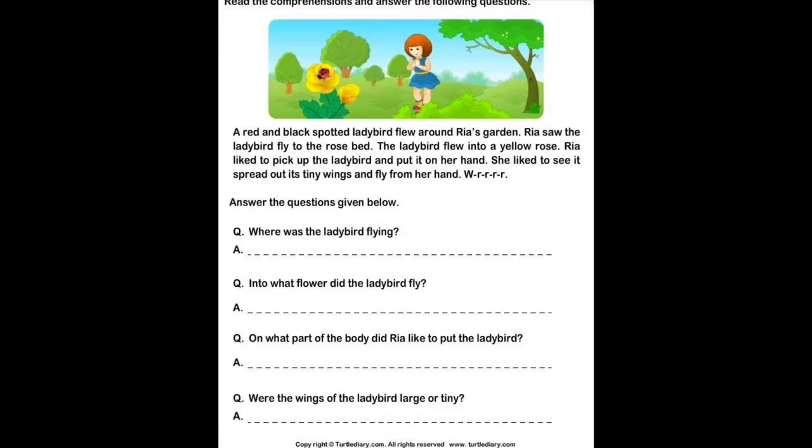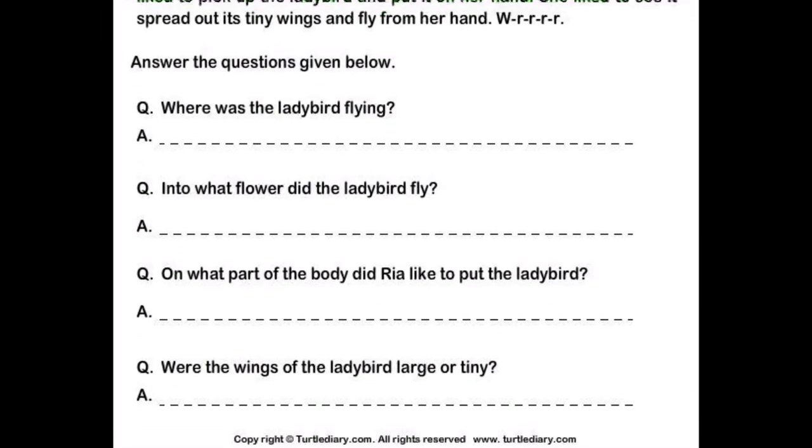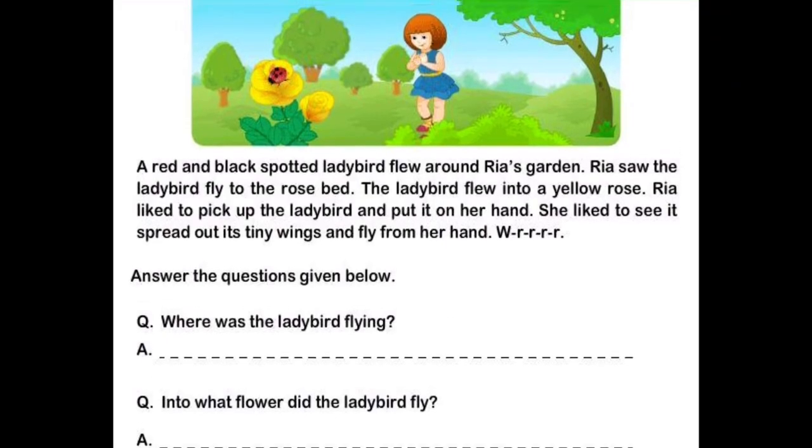Children, the correct way to do this is to read the questions first. Understand and remember them. Then read the passage. And then do the questions. Believe me, you will find all the answers in no time. So let's read the questions first. Where was the ladybird flying? Into what flower did the ladybird fly? On what part of the body did Ria like to put the ladybird? Were the wings of the ladybird large or tiny? Just remember all these questions and read the paragraph.